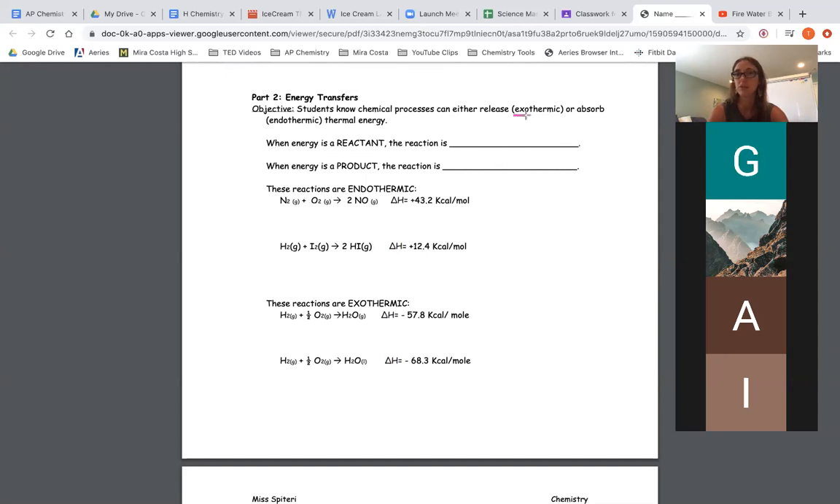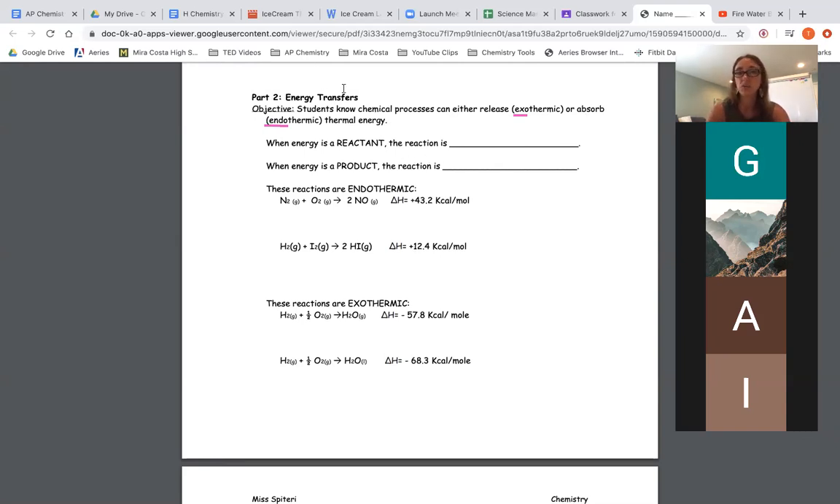I was kind of front-loading your brains. Exo sounds like exit, so it's like heat is leaving the system. And then absorbing would mean endothermic. Endo kind of sounds like into, so that would mean heat is going into the system, okay?